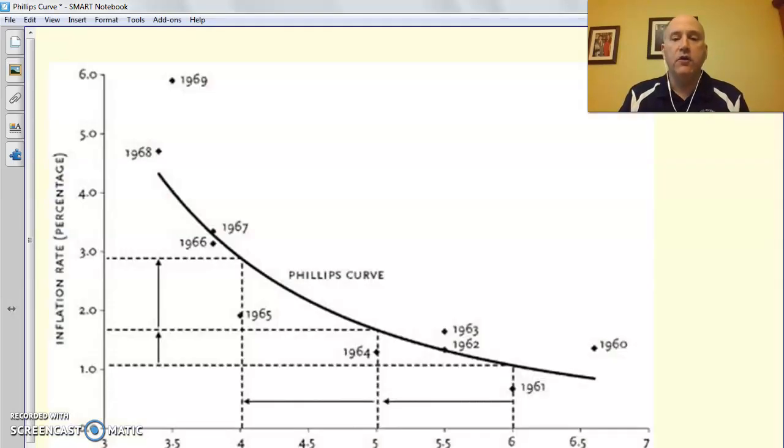Okay. So if we look at a Phillips curve, all right, the curve on the y-axis has inflation. On the x-axis is unemployment. The relationship is inverse or negative. The higher the rate of inflation, the lower the rate of unemployment, as we see. And the lower the rate of inflation, the higher the rate of unemployment.